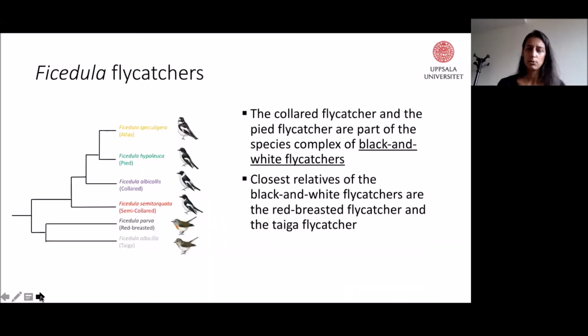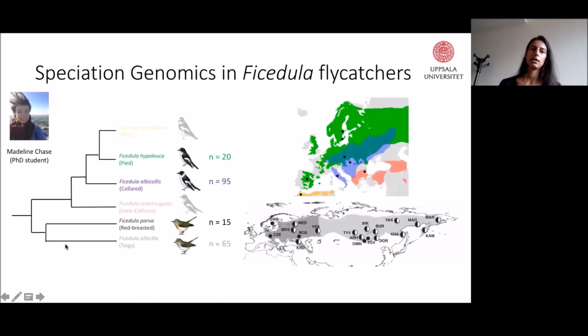What else do we know about the collared and the pied flycatcher? We know that they are part of a species complex of 4 black and white flycatchers. Their closest relatives are the red-breasted and the taiga flycatcher. So what we next did with a PhD student, Madeleine Chase, is, in addition to the samples that we had available for the collared and the pied flycatcher, we added samples for the red-breasted and the taiga flycatcher.